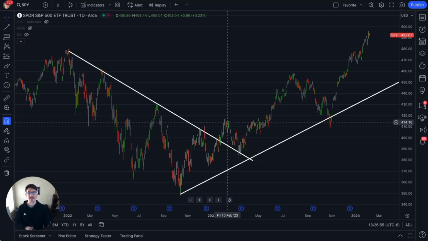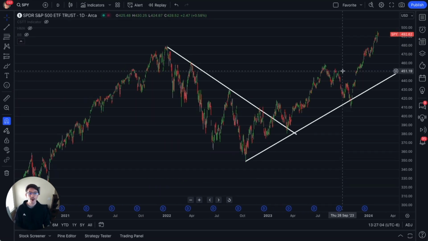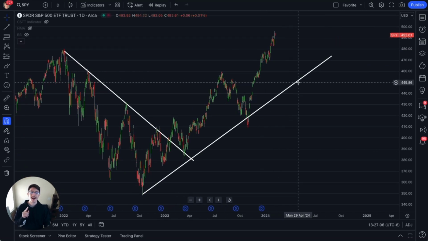We saw it break this. Now what do we do? We go, hey, look, this high is higher than that high. And hey, look, this low is higher than that low. Uptrend. Draw the new line. And now we have an uptrend until this line is broken.